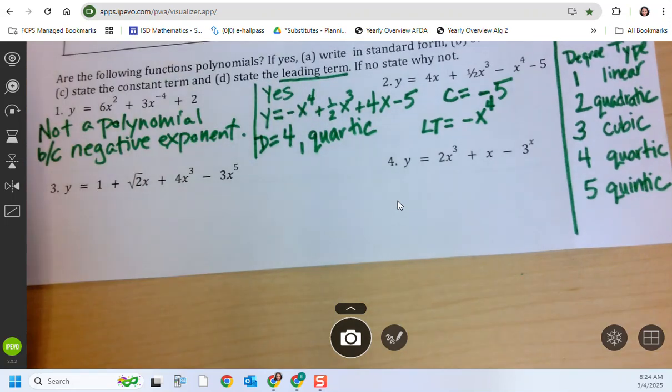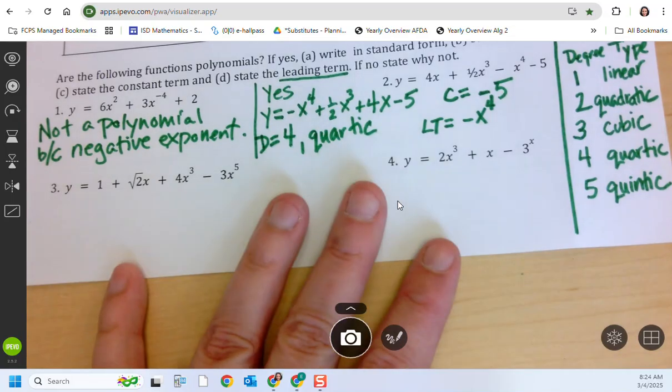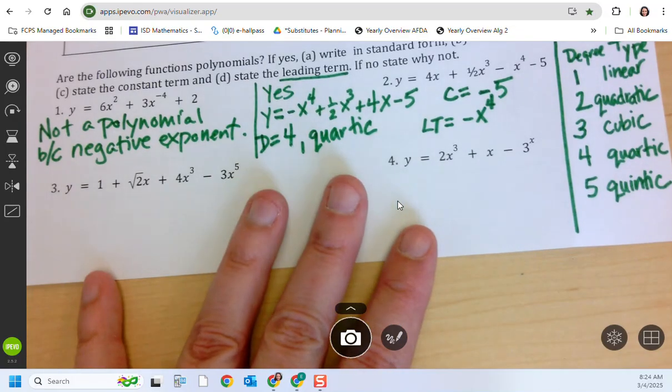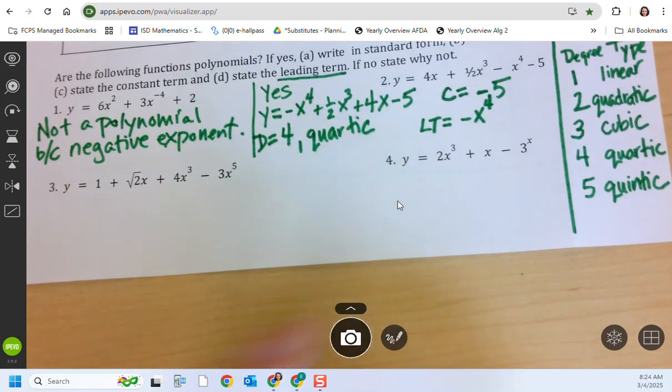All right, I think that answers all of the questions. So now you guys are going to do 3 and 4. The first thing is, is it a polynomial? If it's not, you have to say why not. If it is a polynomial, then you're going to answer all the questions.